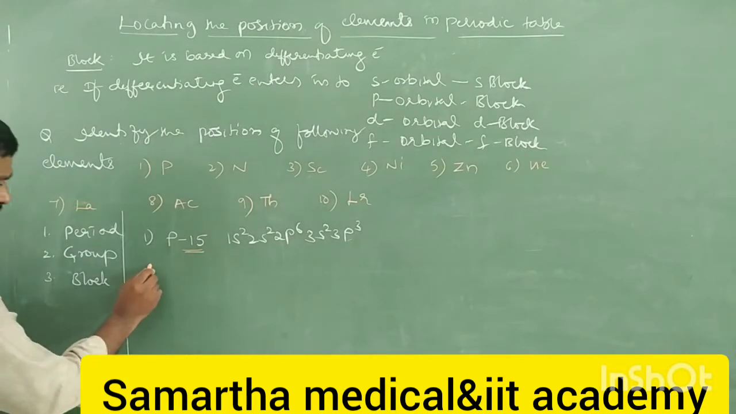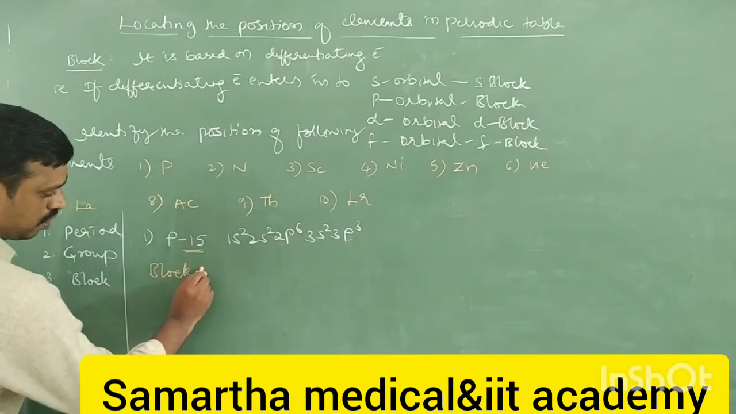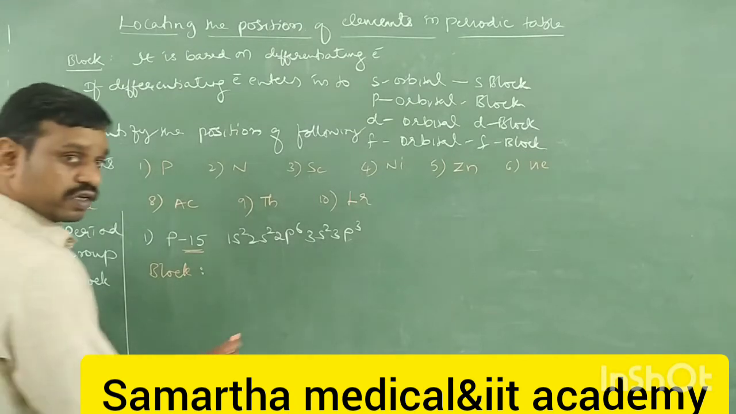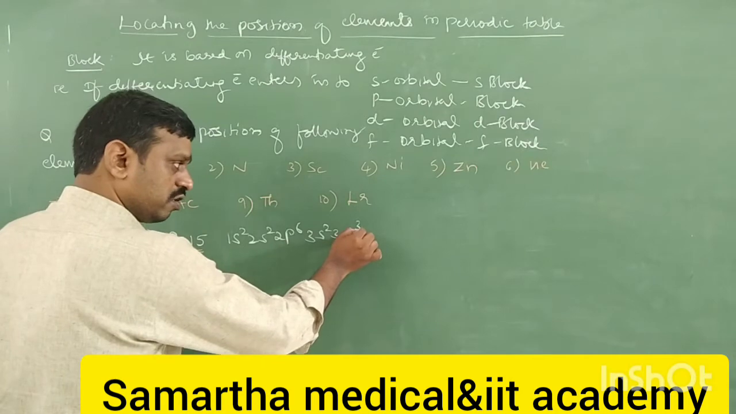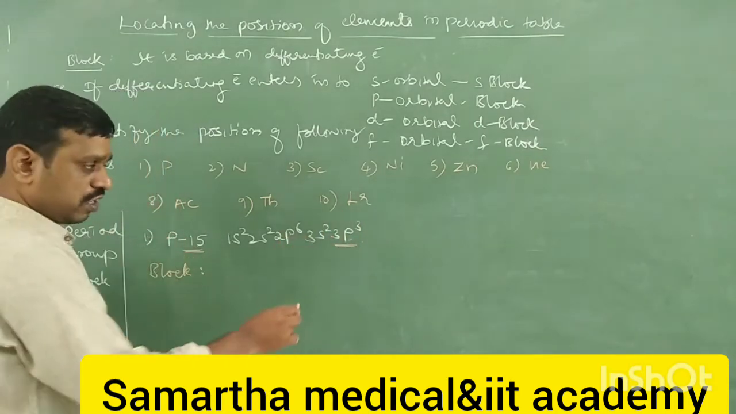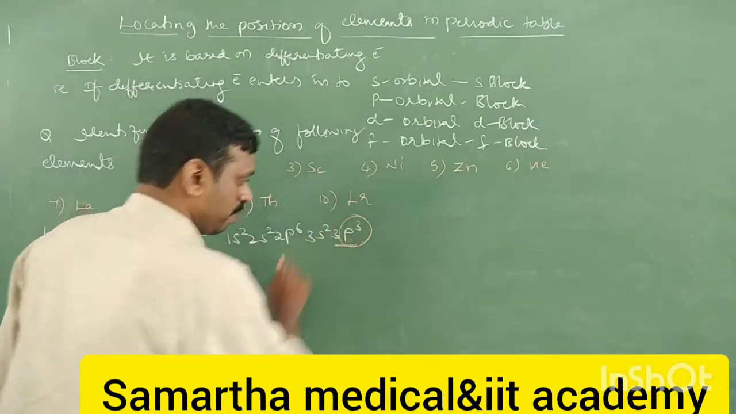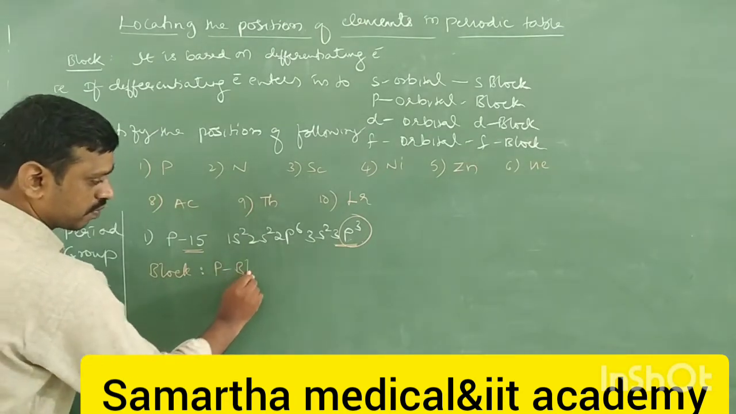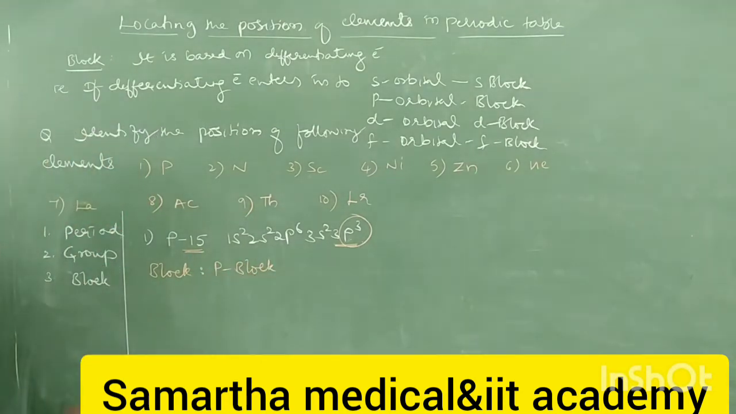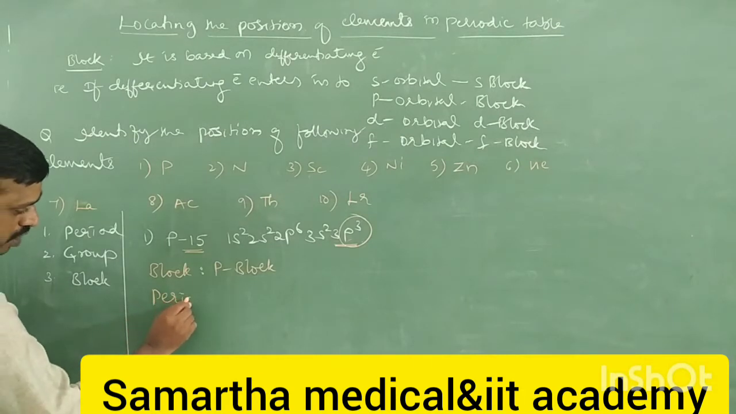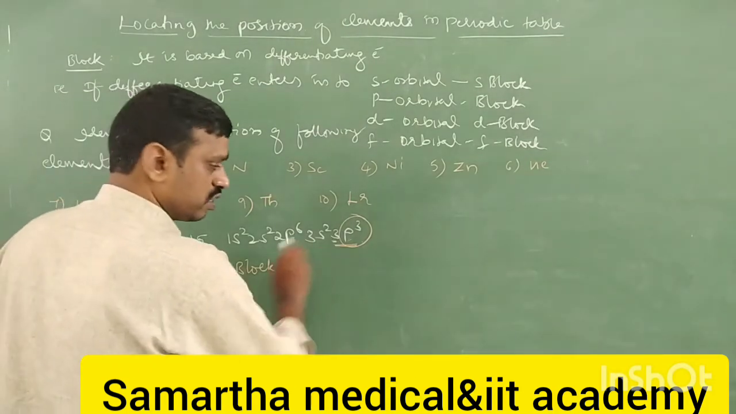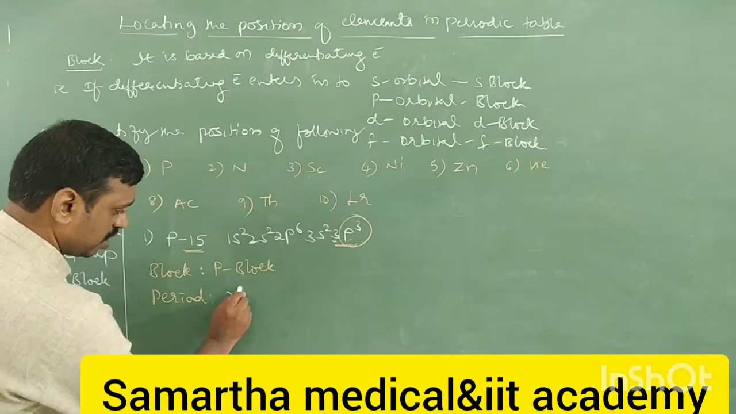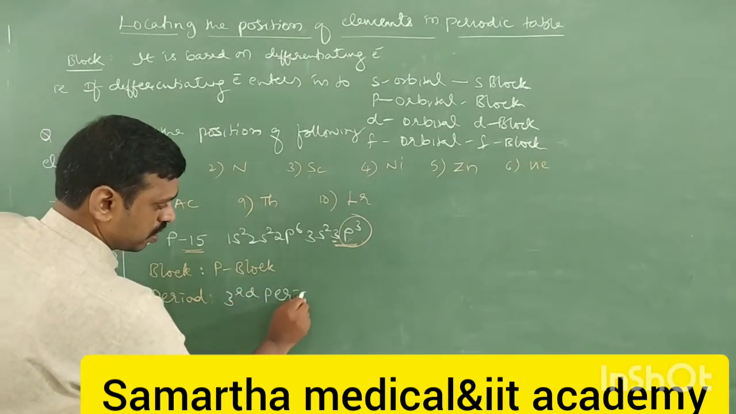First, the block. Phosphorus belongs to which block? The differentiating electron is p. The last electron is present in the p orbital, so it is a p block. Next, period. Period number is equal to the maximum principal quantum number. What is the maximum principal quantum number here? 3. Therefore, it is the third period.